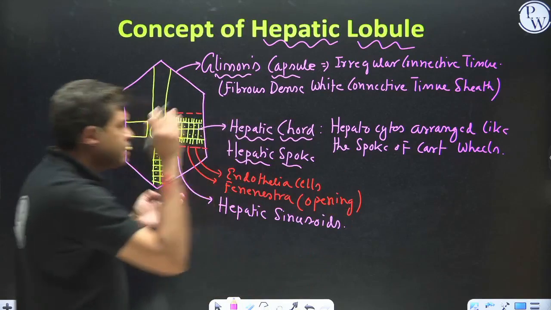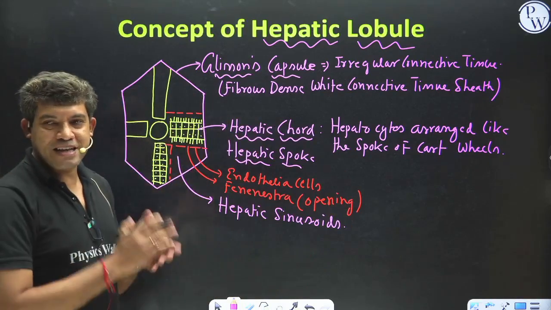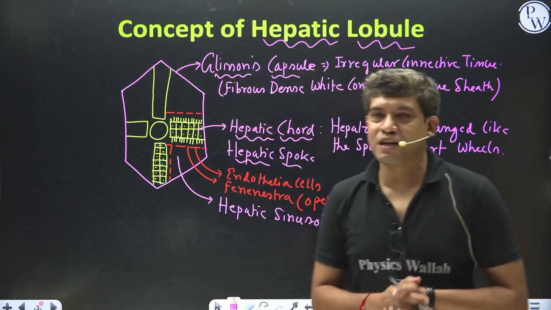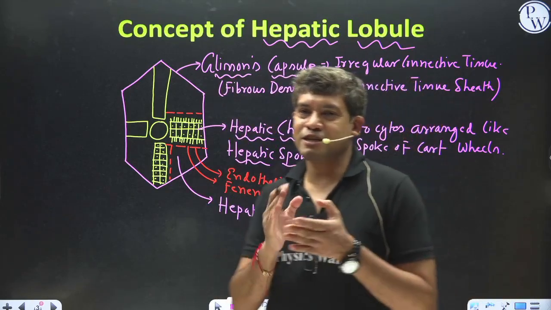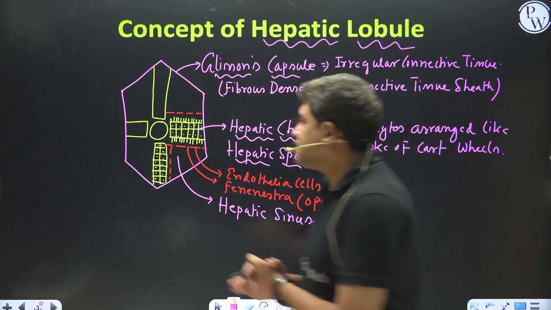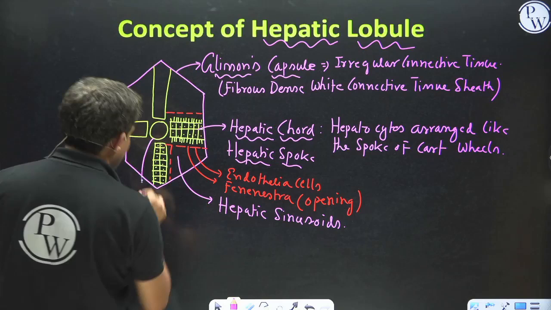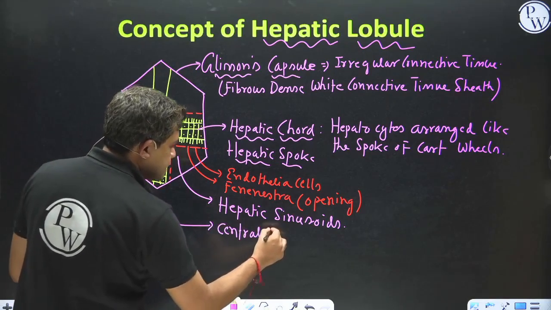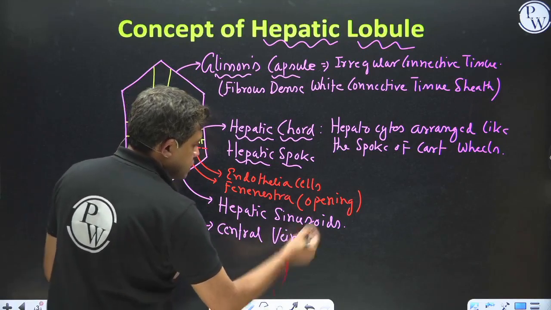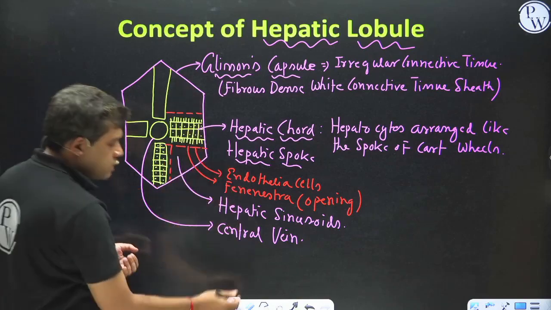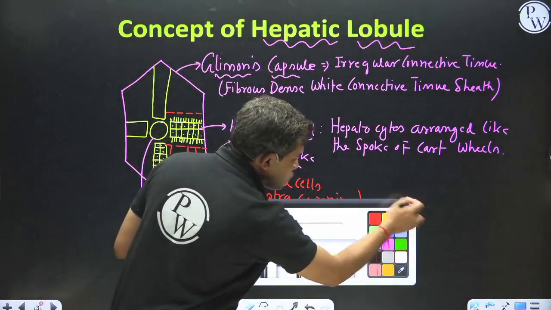So hepatic sinusoids, these are the spaces that are found between the hepatic spokes. Understand? Each individual hepatic spoke is surrounded by endothelial cells, and there is an opening, which is termed the central vein. Okay, central vein.